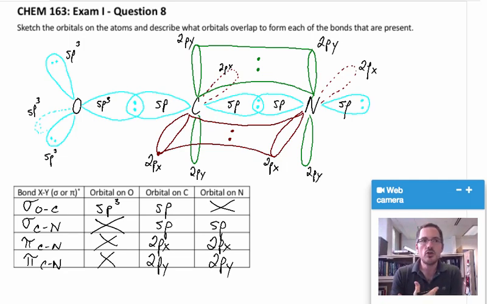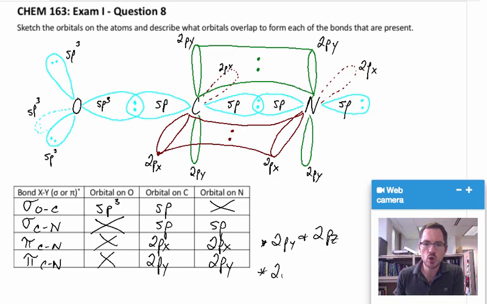Now, it's not always going to be x and y. If you chose to do y and z or x and z, that's completely fine as well, because you want to have that level of three-dimensionality. So let me just mention that if you chose to do a 2py and 2pz, that's acceptable, and a 2px and a 2pz is also acceptable as well. Because there are three types of p orbitals. There's a px, a py, and pz. So any combination of the two will work here.